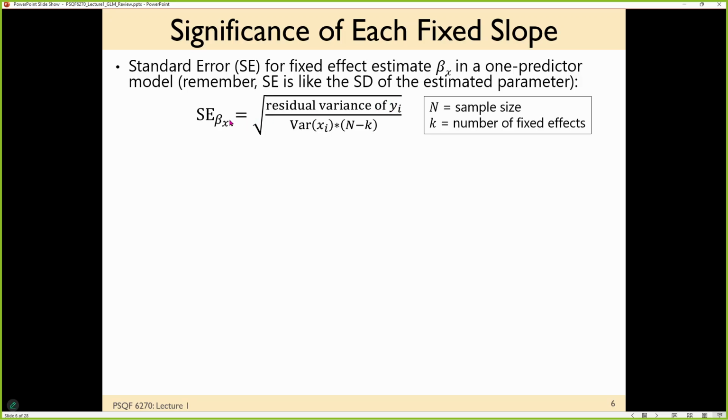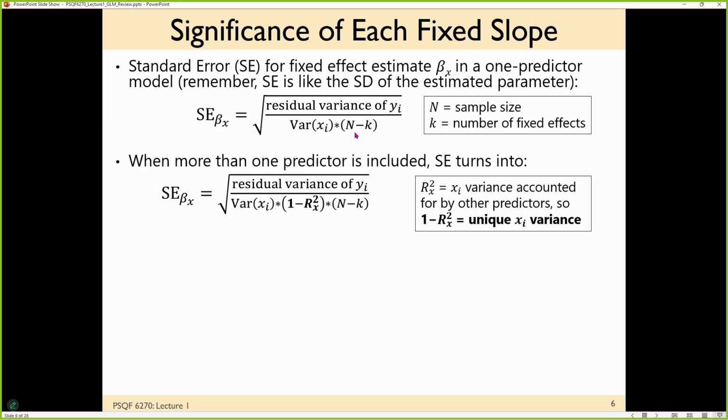In regression land, here's how a standard error is made. It is the leftover variance in your outcome divided by the variance in your predictor times your degrees of freedom. So if you only have 1 predictor, this is what it would be. If you have more than 1, the denominator changes to add this extra part. It is the amount of unique variance in X. So all things being equal, standard errors are lower when X has more unique variance and when you have less residual variance. So your model is more right, and each predictor brings more to the table.